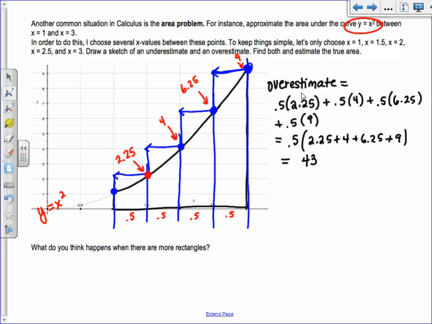Oh, I divided by 0.5. Man, I know. So 21.5 times 0.5 is 10.75. That was big. All right, Eric gets 1 point. So I have 10.75. All right, so now let's do the underestimate. Now I want rectangles that are under.